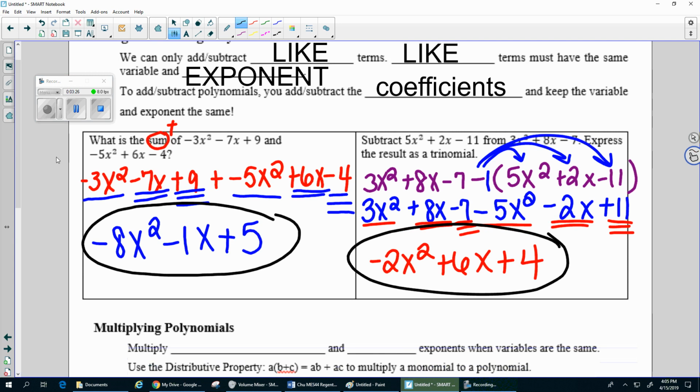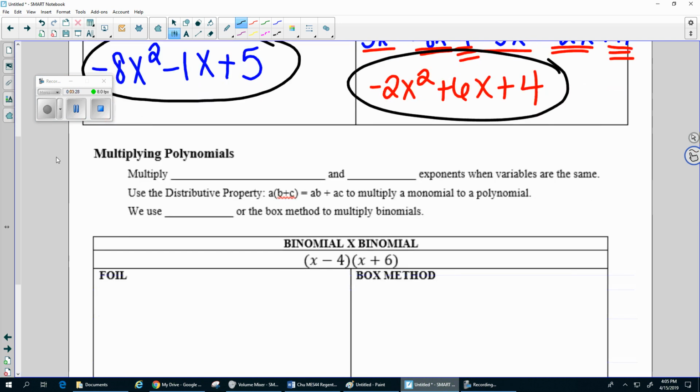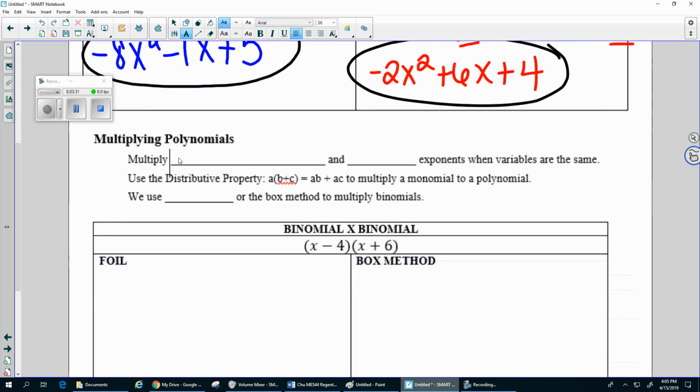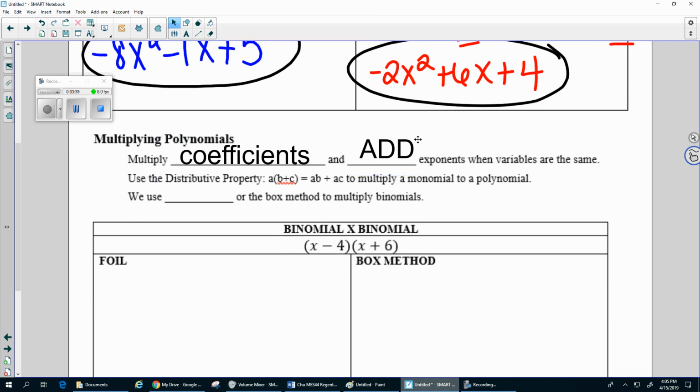Okay, now let's multiply polynomials. So let's go down. When we were multiplying polynomials, multiply the coefficients, meaning the numbers in front of the variables, and then you're going to add exponents of the variables, okay? So the variables have to be the same. We also use the distributive property, and distributive property means whatever is outside of the parentheses, multiply inside. So you do A times B, you get AB. And then you do A times C, you get AC. So you use distributive property to multiply.